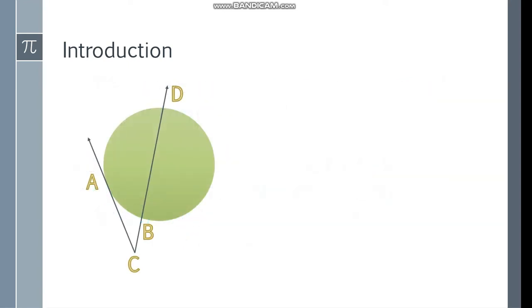So, introduction muna tayo. Ito yung tangent, touching only one point, at yung secant, nag-pass sa circle. So, CBD. Itong AC ang tangent.